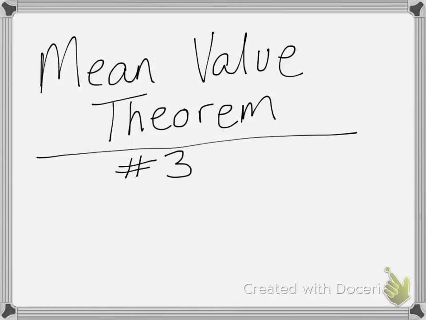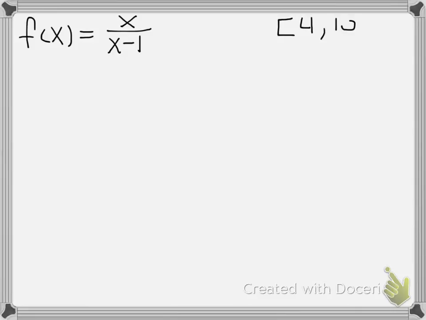This is going to be the third example from the review sheet going over the mean value theorem. And so we'll go ahead and get started. The equation that we're given is f of x is equal to x over x minus 1. And the interval that we're given is from 4 to 10.